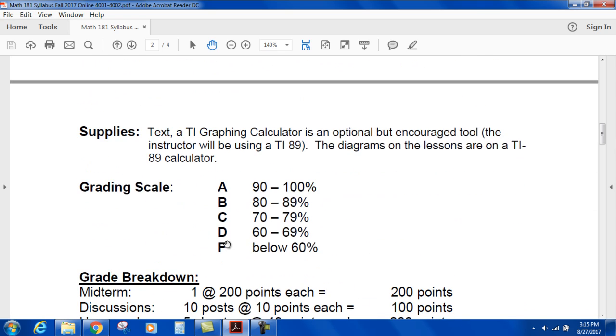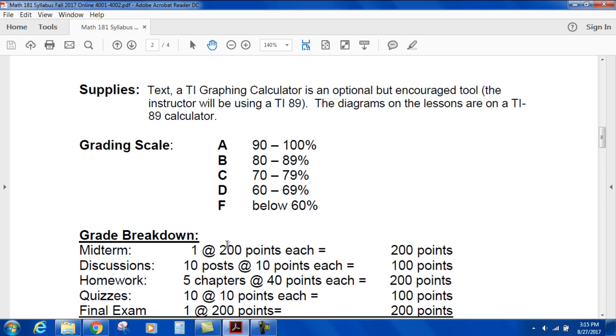So, supplies: text. A TI graphing calculator is an optional but encouraged tool. The instructor will be using TI-89. You can also use Desmos online. You can do quite a bit with that, and there's several other online calculators you can use. Diagrams and the lessons are on TI-89 calculator.